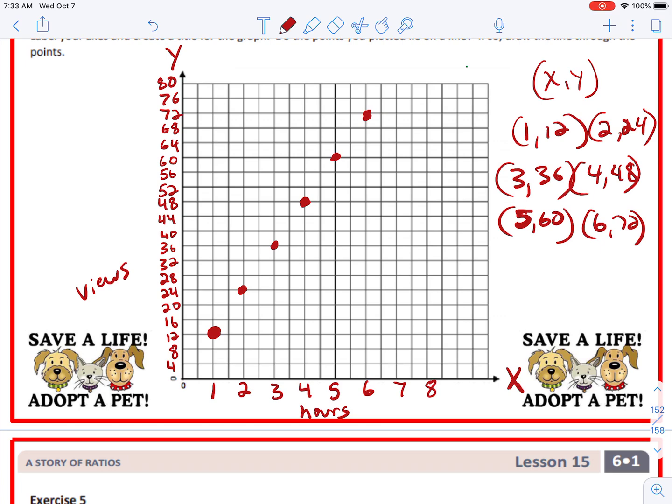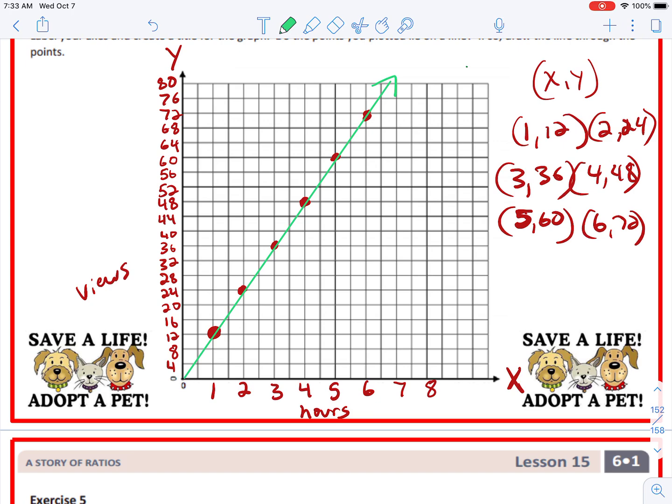Okay? Does my graph, or do my points, make a straight line? They do. Okay? A straight slope. So that means we are correct. If your points do not make a straight line, then you plotted something incorrectly.